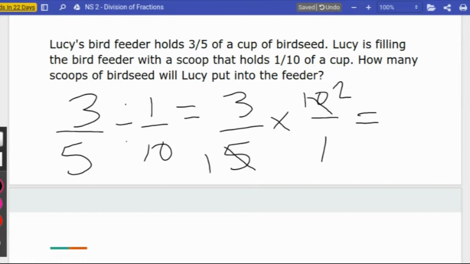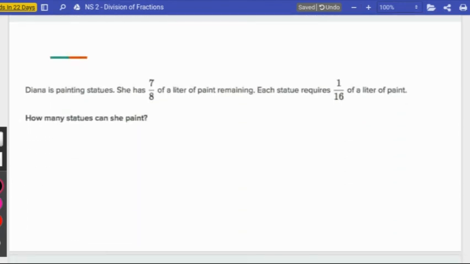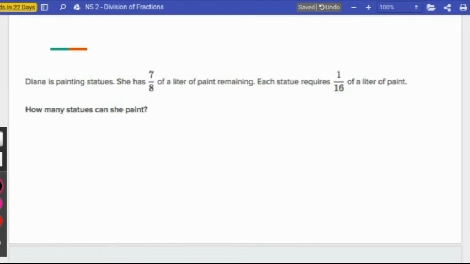And then I have 3 times 2 is 6, and 1 times 1 is 1. So how many scoops of birdseed will Lucy put into the feeder? 6. She will put in 6 scoops of birdseed. Okay, I would like you to try this problem on your own, so pause the video and give it a shot and then come and check it.